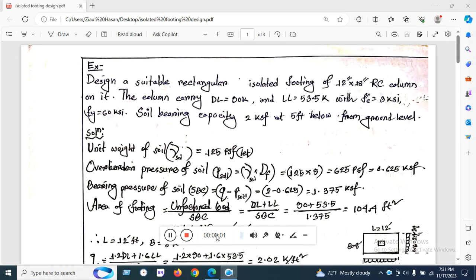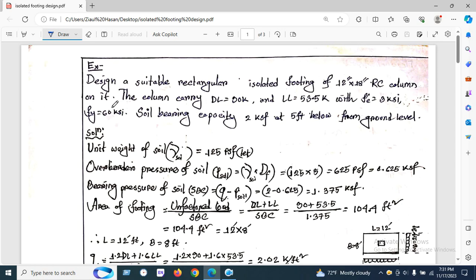Hello everyone. Today I will show the design of isolated footing. Okay, let's start.